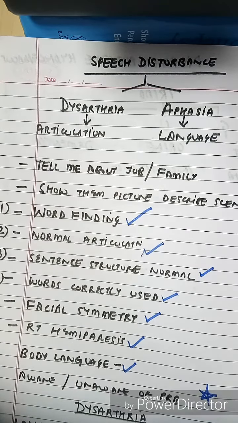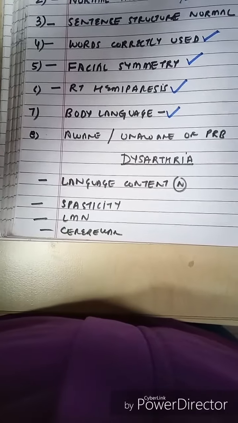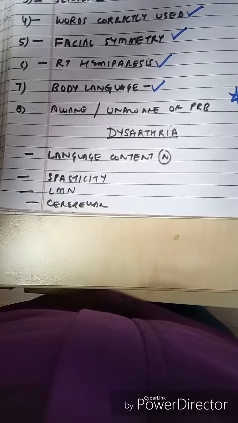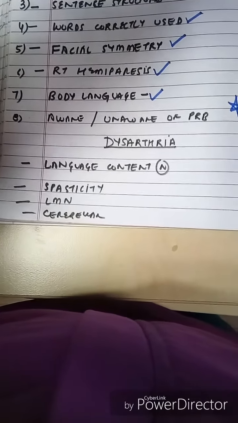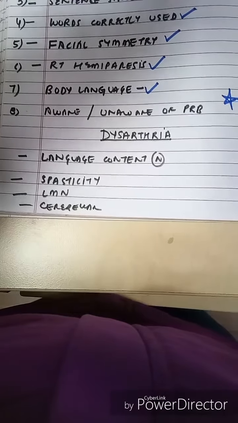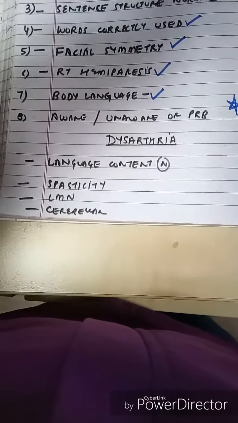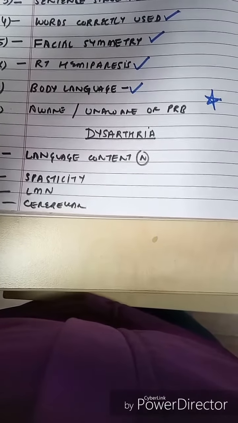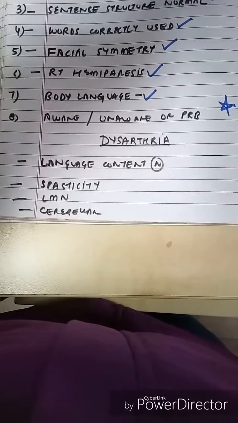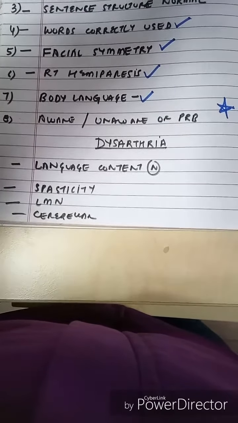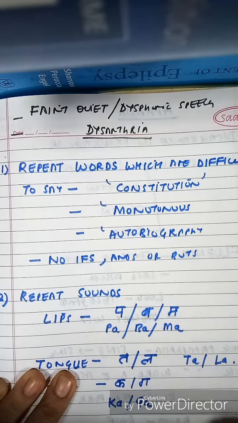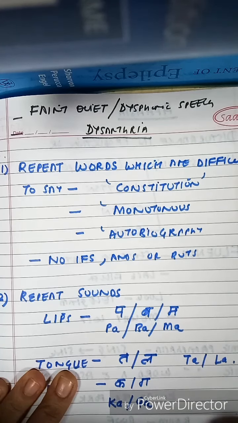If the patient has dysarthria, then his language content will be normal. What will be the problem? The problem can be with the tone, that is, there is spastic speech. Secondly, it can be a UMN or LMN speech, that is, spastic speech is present in UMN lesions, or LMN signs are present related to the bulbar nerves. Then you can see whether he has any cerebellar signs, such as staccato speech or scanning speech. Patients who have Parkinson disease have bradykinesia and a faint, quiet, dysphonic speech.